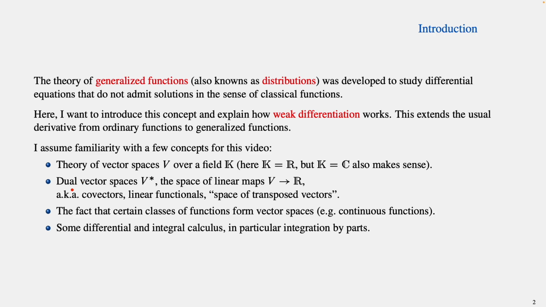You should be familiar with the concept of dual vector spaces, so V star, if V is the original vector space. And the dual vector space is the space of linear maps from V into the scalar field, so into the real numbers here. They are also known, these dual vectors, as covectors or linear functionals. And in finite dimensions, you could think of this dual space V star as the space of transposed vectors.